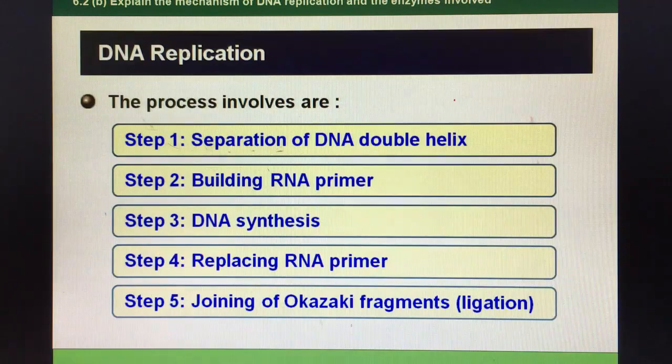So you need to bear in mind that the DNA replication process involves 5 steps. Step 1 is separation of the DNA double helix. Step 2 is to build the RNA primer. Step 3, you need DNA synthesis. And then step 4 is to replace the RNA primer. And the last one is to join the Okazaki fragments.